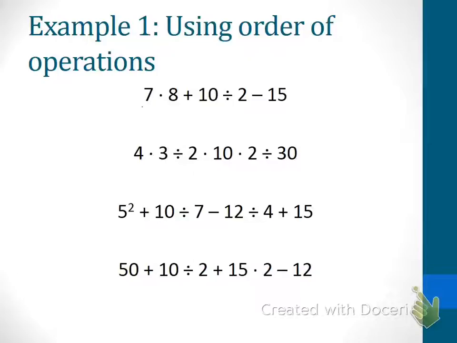So in the first one, what is 7 times 8? 56. This is not the point where I'm going to add 10. I bring down my addition sign, and now I simplify. What is 10 divided by 2? 5 minus 15. And now I can add and subtract left to right. And what would I get? You can use your calculators if you need to. What do I get?